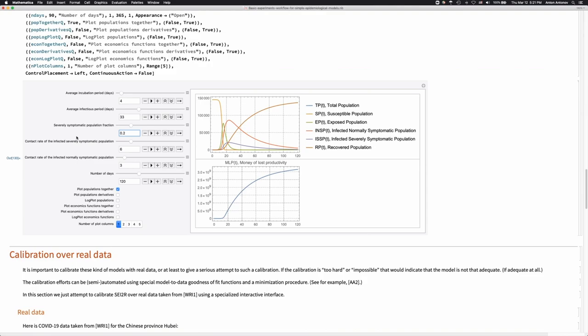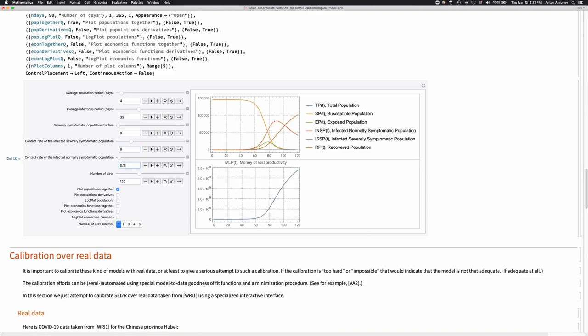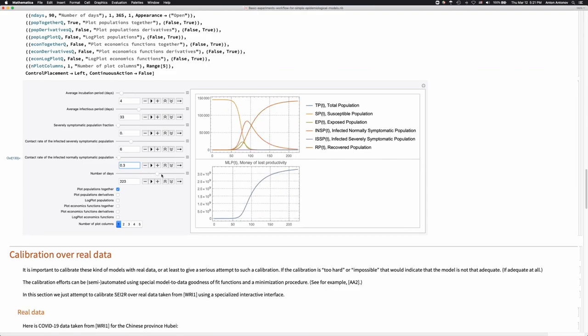If I don't want to consider the severely symptomatic, I can just put this to zero, and then everything we see is just the normally infected. Granted, the rate with which the normally infected are going to be presented, we might want to change it, might want to play with different parameters here.